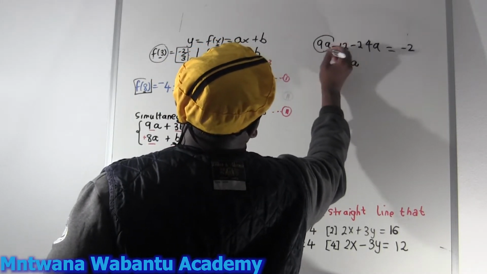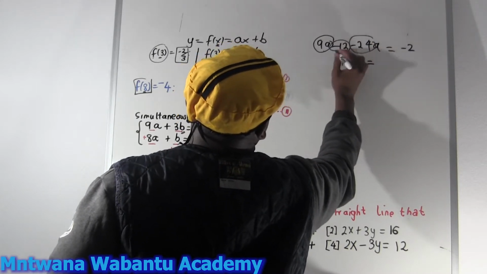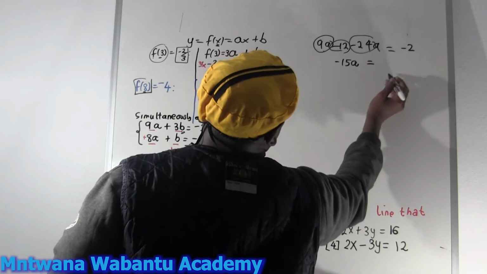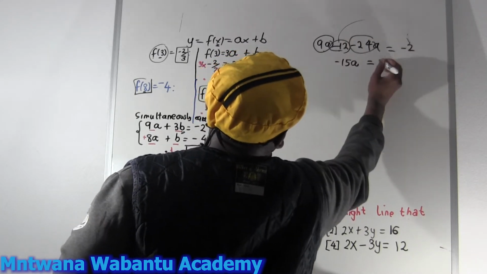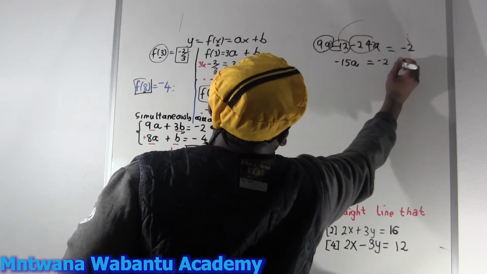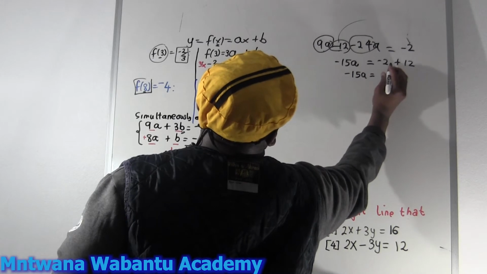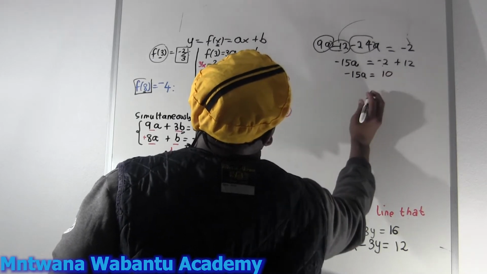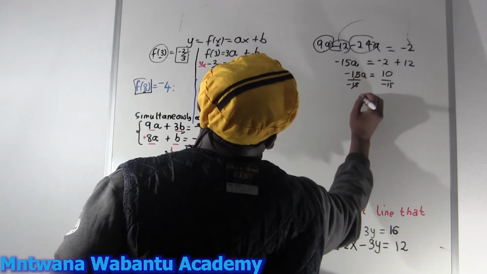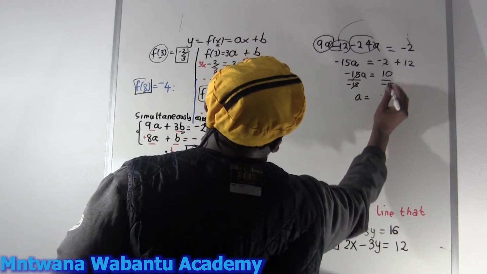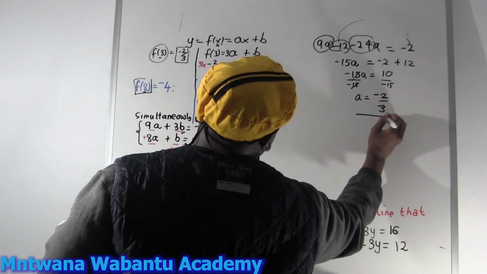These are like terms, and these are like terms, so negative 12 must go over. When negative 12 passes over the equal sign, it becomes positive. So we have negative 2 plus 12, so negative 15a equals 10. To get a, divide by negative 15, divide by negative 15, these cancel. So a equals, using the calculator, negative 2 over 3. So we have a.